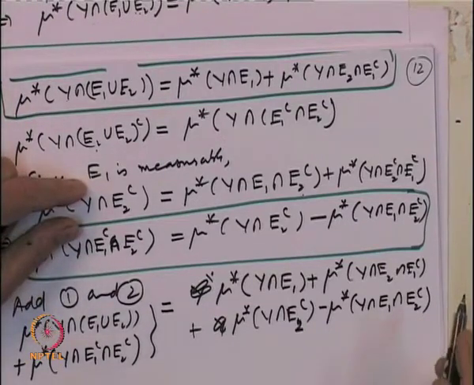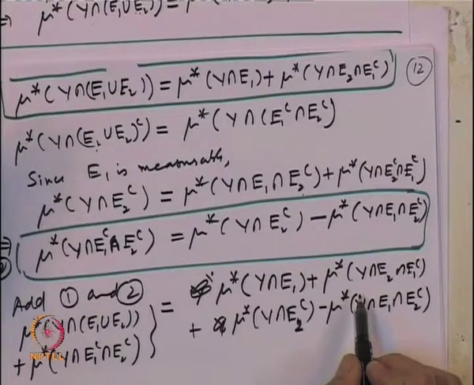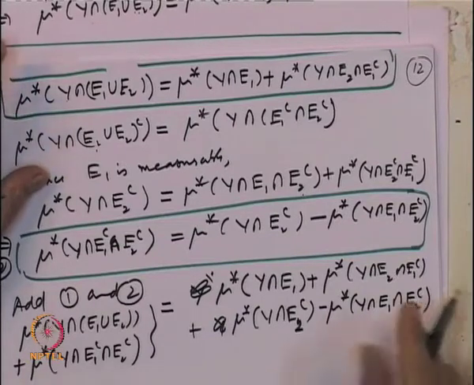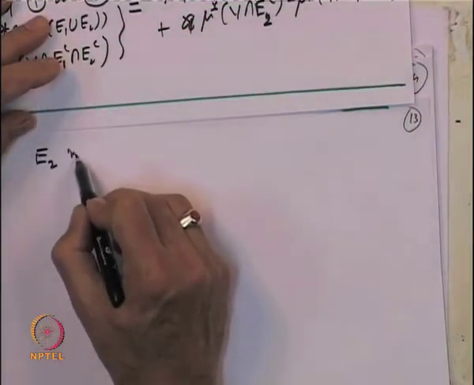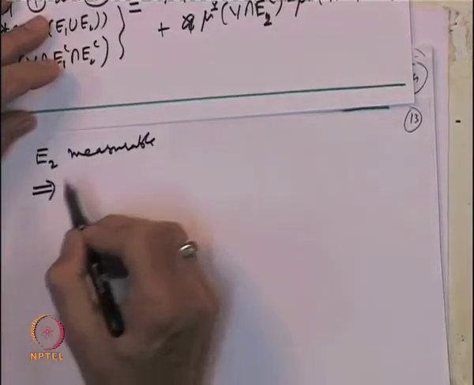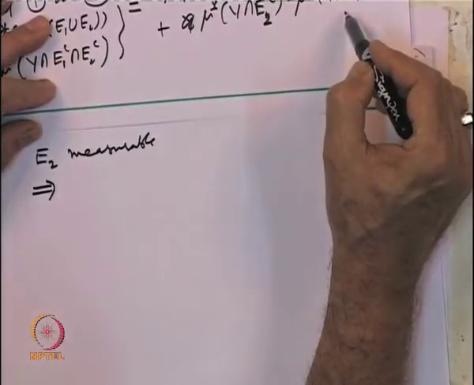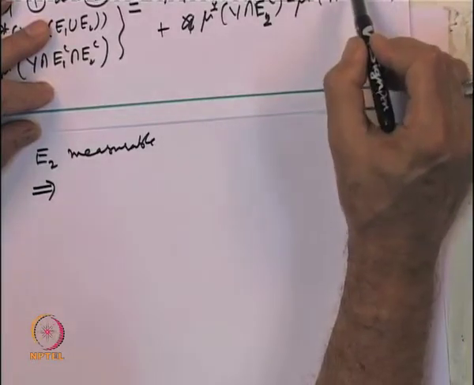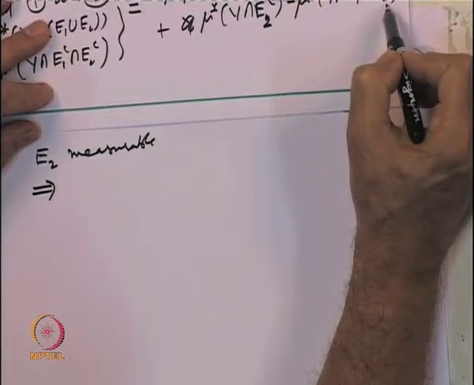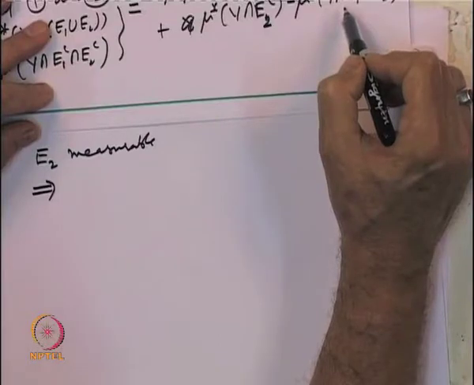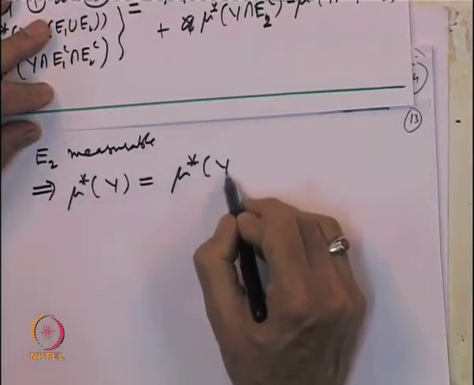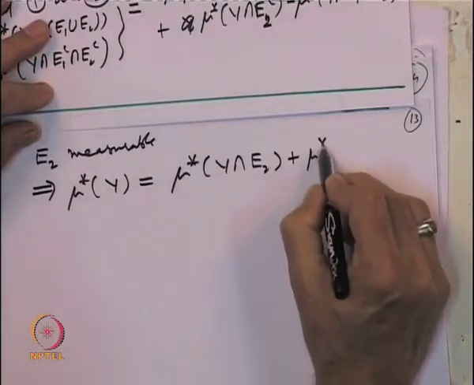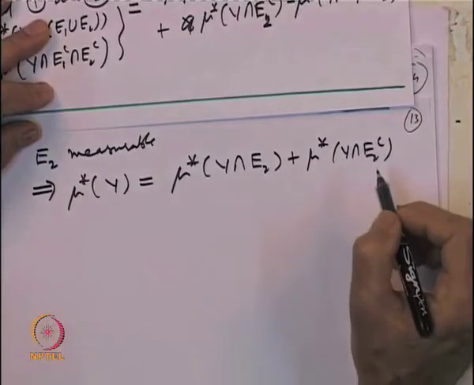Okay. Now, let us observe till now we have not used anywhere the fact that E 2 is measurable. Okay. So, let us try to use that fact that E 2 is also measurable, so that we can simplify this quantity. So, now observe E 2 measurable implies the following fact. We want to simplify this. So, let us look at y intersection E 2 and y intersection E 2 complement, right. E 2 measurable means, for every y we have got mu star of y is equal to mu star of y intersection E 2 plus mu star of y intersection E 2 complement, right, because of measurability.